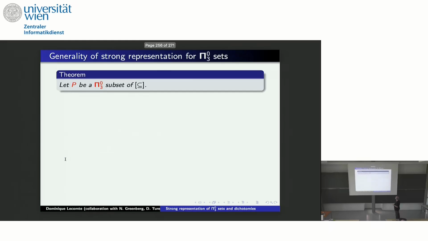Okay, one last word. So we have this strong condition, the strong representation. So it's an ad hoc definition, which is quite technical. So it looks very particular, but in fact it's not. It's completely general at this level 3. So the last result I want to state is that if you take any Pi03 set, then it is strongly represented.